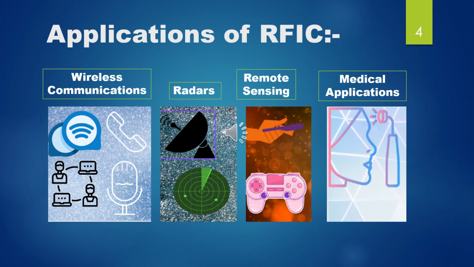Actually, these RF circuits are designed for mobile phones, local area networks, global positioning systems, and these are the major advantages of designing the radio frequency circuits. And here are the applications by using the integrated circuits. These integrated circuits are used in wireless communication systems, radars, remote sensing devices, medical applications. So in all these areas we are using the RFIC circuits. Major applications of all these are the wireless communications.